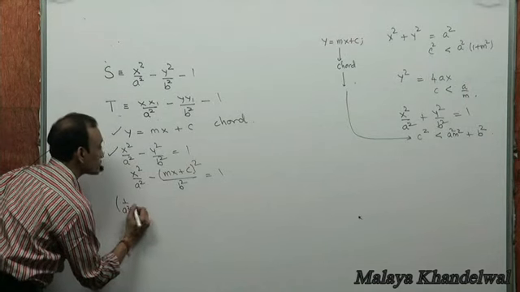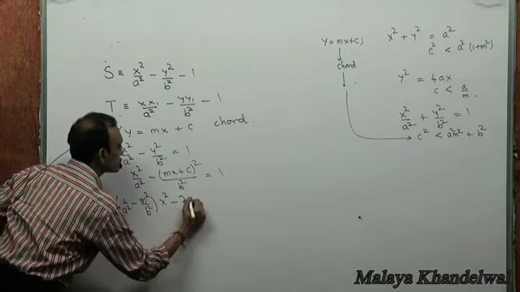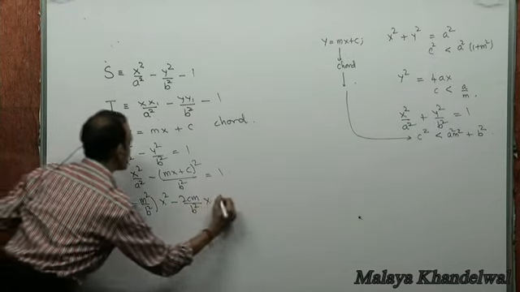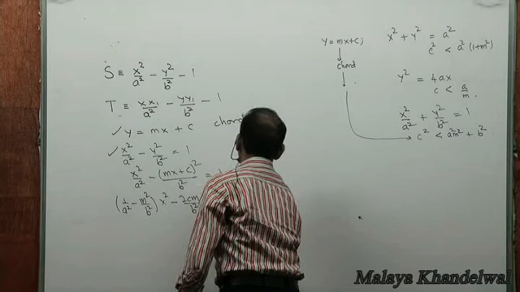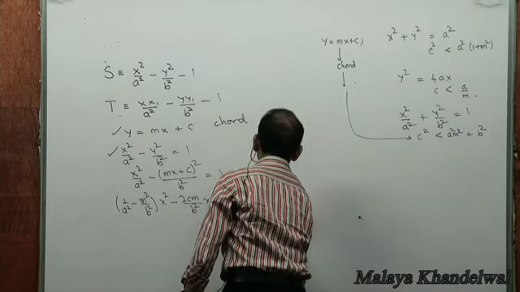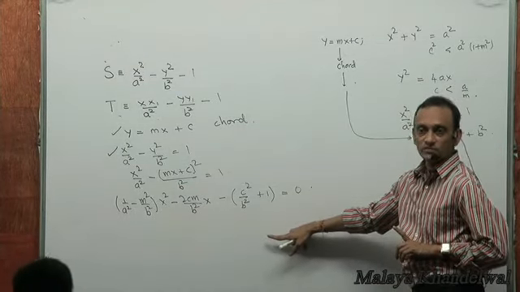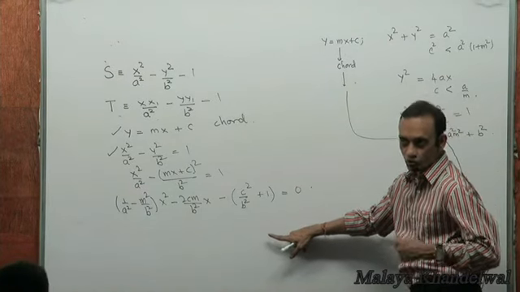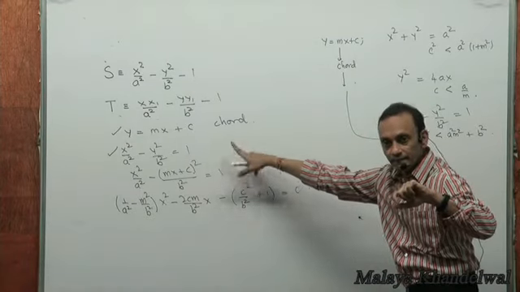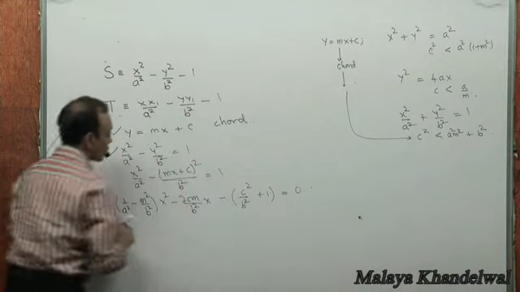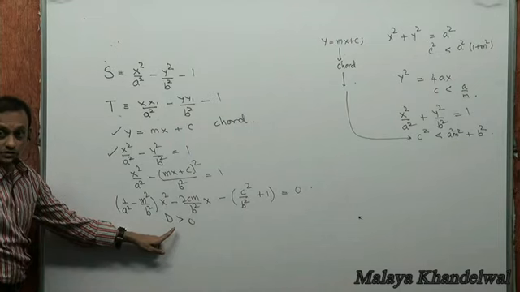So 1 by a squared minus m squared by b squared into x squared minus 2cm by b squared into x minus c squared by b squared plus 1 equal to 0. The two roots of this must be real and distinct, because this will give me the x coordinates of the two points of intersection of this line with this curve, right? For this to be a chord, the discriminant of this must be greater than 0.